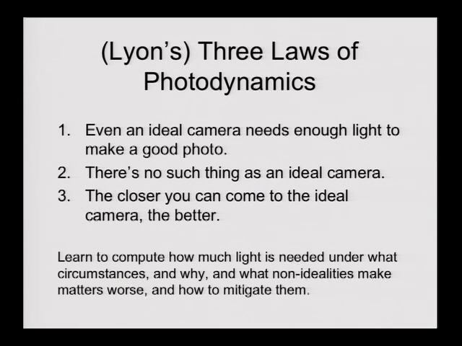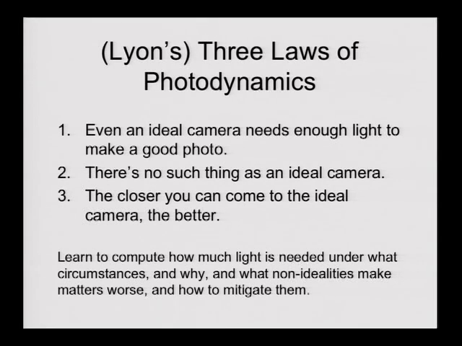These are some of the concepts we're going to try to get across in this class. The first one is that even an ideal camera needs enough light to make a good photo. You can't make great photos in the dark. You can't make great photos with infinitesimally short exposure times and tiny apertures and insensitive sensors and so forth. You've got to have enough light. That's fundamental number one, even for an ideal camera.